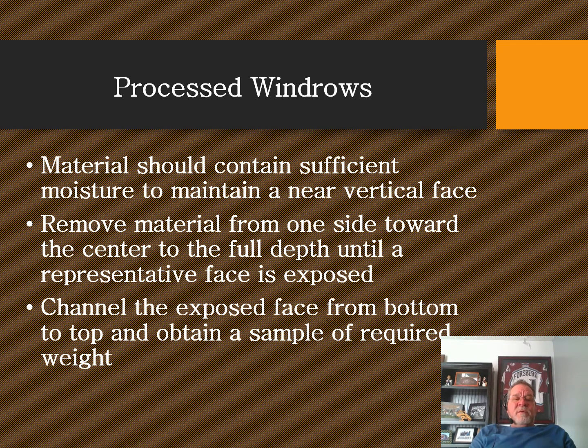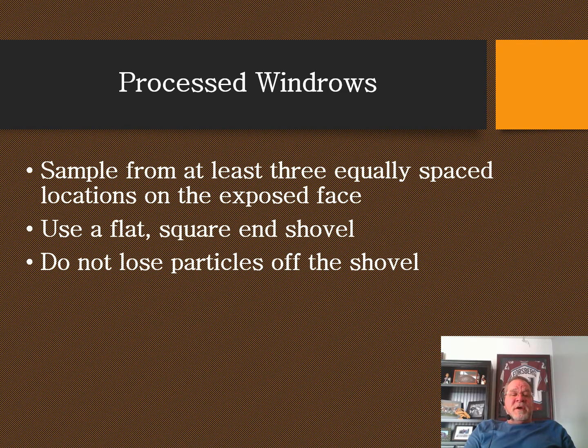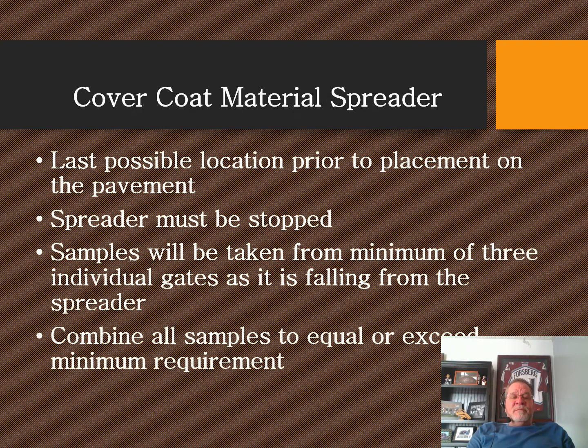From our windrow, again, should have enough moisture to hold a near vertical face. Removing the material from one side of the windrow to the full depth, channel up the exposed face, not losing materials off of your shovel, dumping them into your storage container or bucket, doing that from at least 3 equally spaced locations, using that flat, square end shovel, and not losing particles off of the shovel.